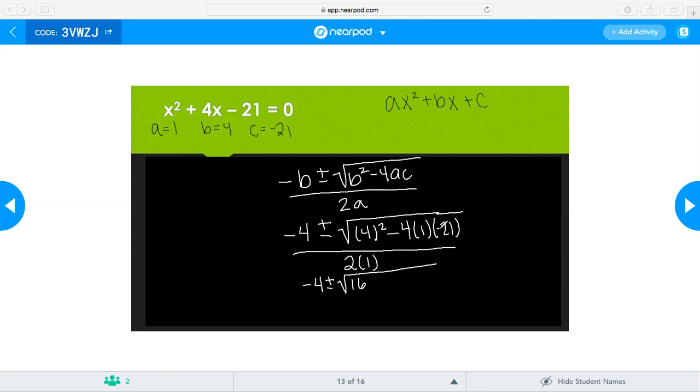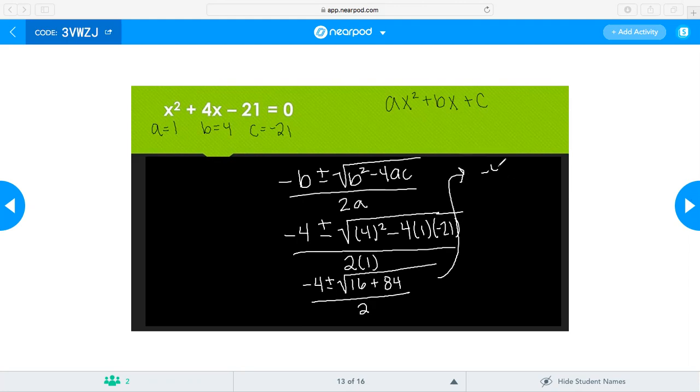Okay, let's go ahead and multiply this out. Negative 21 times 1 is negative 21, times, this is like a negative 4 because of the minus sign. So 21 times 4 is 84. So 16 plus 84, divided by, what's 2 times 1? 2. All right, 16 plus 84 is 100, right? Yes. Okay.